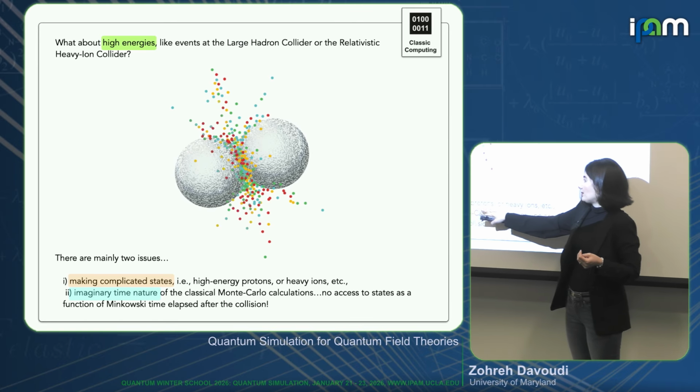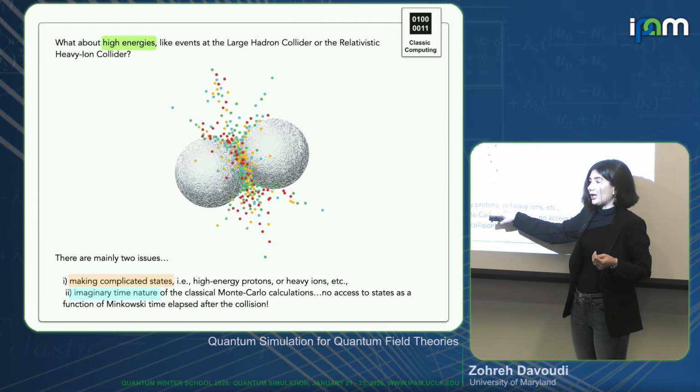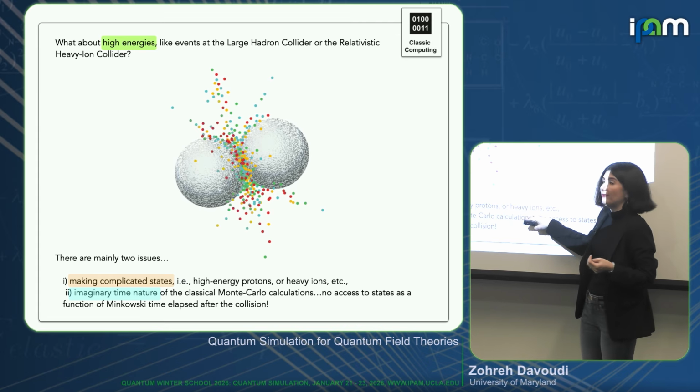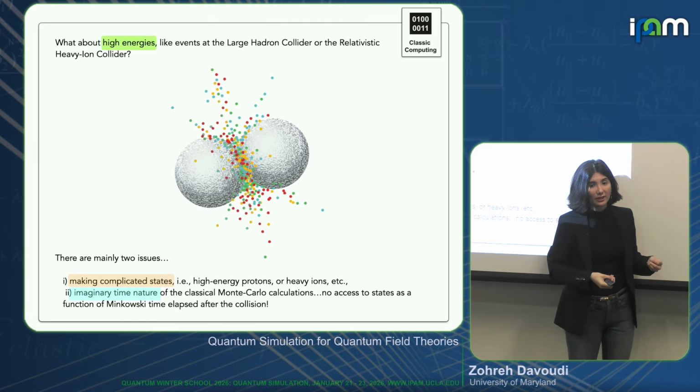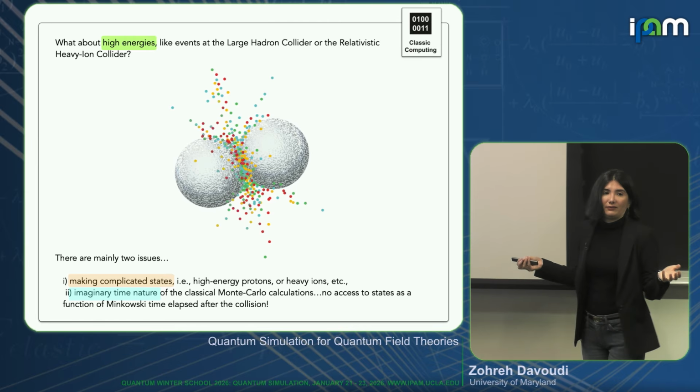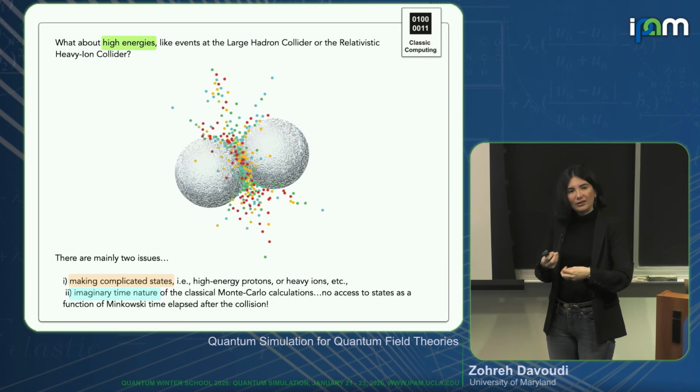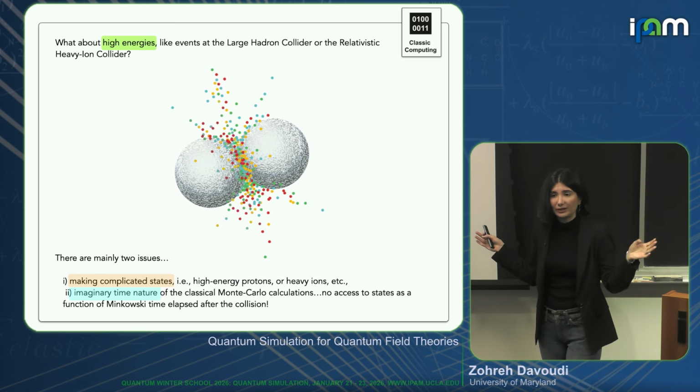First of all, making complicated initial states for these processes, for example, very high energy protons or maybe heavy ions. There are heavy ion collision experiments. This is very difficult for us. We can do a low energy proton on a supercomputer. High energy protons are very noisy. They're very, very hard to do.